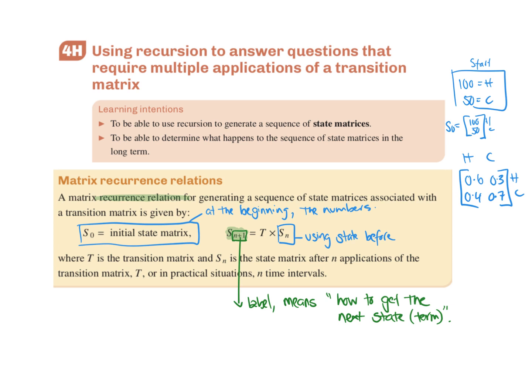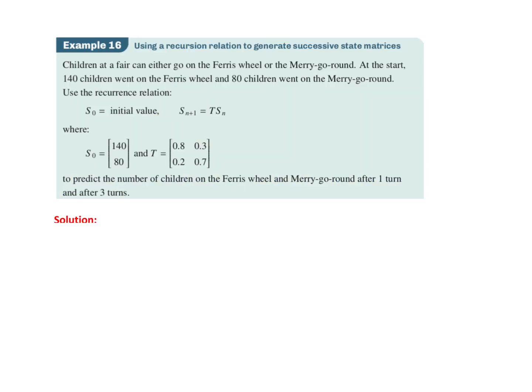So let's give an example a go. All right, so let's have a look here, and it'll make sense. It says children at the fair can either go on the Ferris wheel or go on the merry-go-round. At the start, so here they're telling me a start, there were 140 people who went on the Ferris wheel. So you can see here they're setting up the initial state. We know at the start, because that means at the beginning. And they said 140 at the Ferris, so I know that top number is Ferris. And then they said 80 children go on the merry-go-round. So there's where the 80 is. So they've set that up. So now I know that's F and M that way.